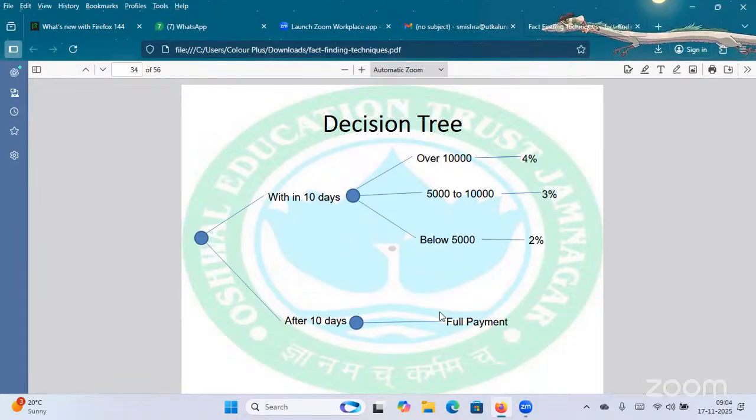So this is a decision tree which is helpful while developing the program, because it provides a logic to write the code, to prepare the program. So that's why we use decision trees. Anybody in doubt about decision tree?